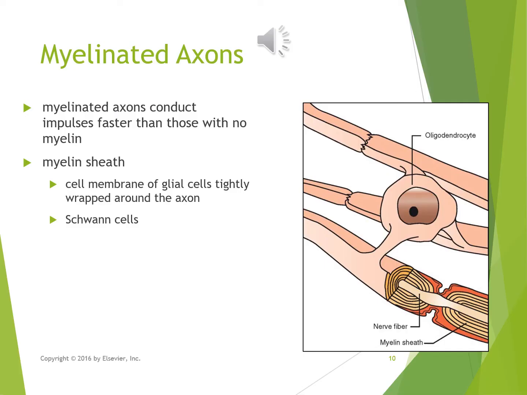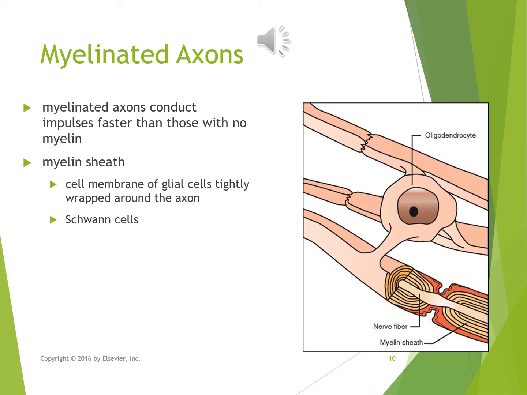For myelinated axons, it is mostly just important to remember that myelinated axons conduct impulses faster than those without a myelin sheath. So the myelin sheath is made of cell membranes of specialized glial cells called oligodendrocytes in the brain and spinal cord, and Schwann cells in the nerves outside of the brain and spinal cord. And basically they are wrapped around the axon, which makes the impulses go faster.